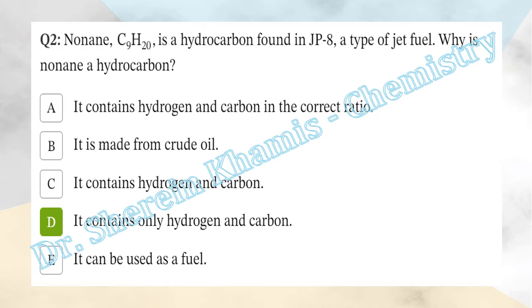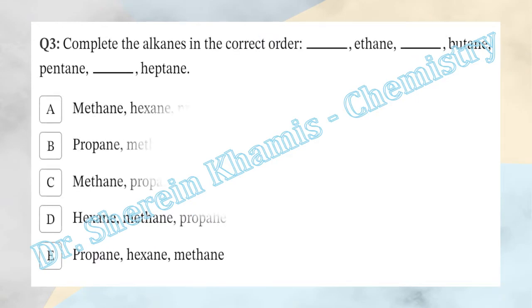Okay, let's go to question number 3. We have the alkanes only, and we want to complete the order of alkanes. We said that we must follow the order of the Latin numbers: meth, eth, prop, but, pent, hex, hept, oct, till the last number that we have.